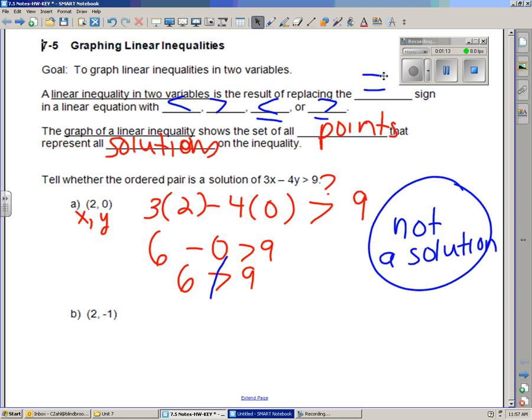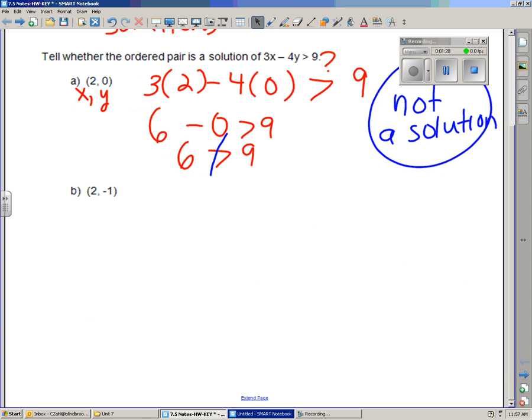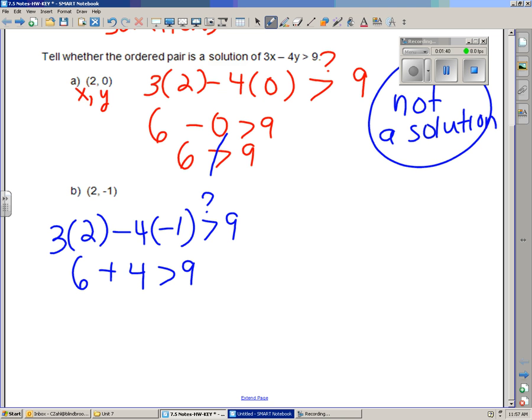Let's try the next one. The next one's the same idea. You're going to replace the x for the x and the y for the y. So then what happens here is I say 3x minus 4y, is that greater than 9? Do the math. 6 plus 4 greater than 9. 10 is greater than 9. So yes, this particular ordered pair is a solution.